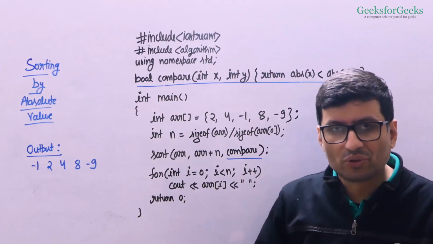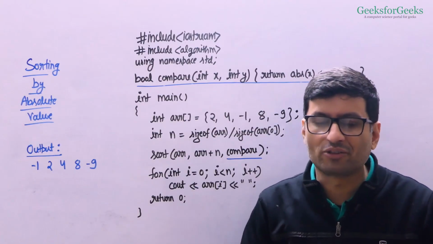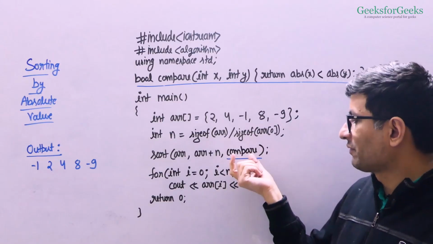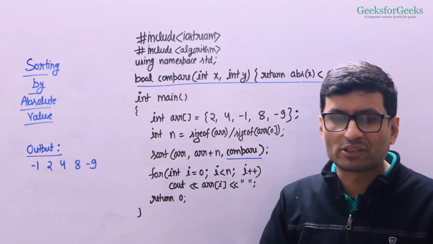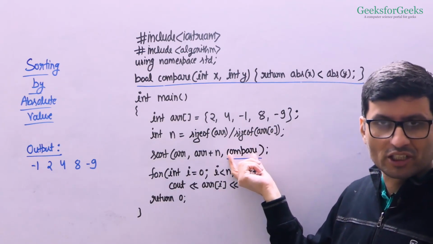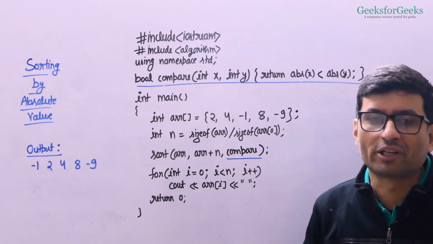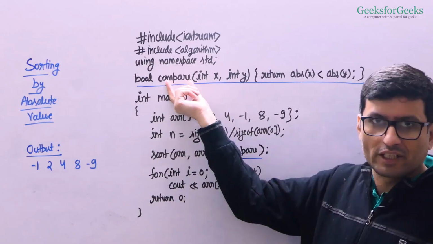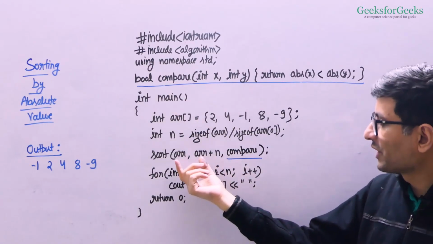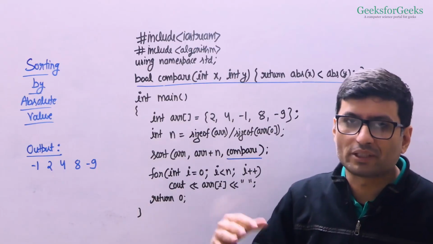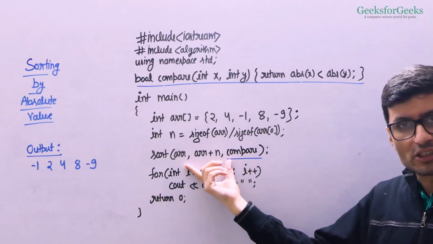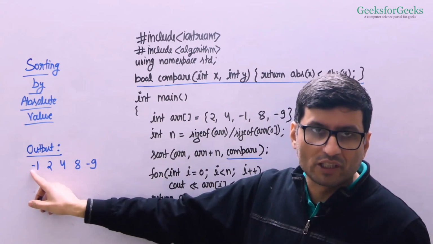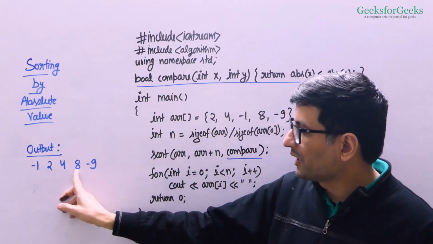So the point is, you did not have to write your own sort function if you wanted to sort according to absolute value. You just provided the functionality of comparison of two elements of the array, and this sort function uses this functionality to sort the array for you. That's the whole point of function pointers. So we provided the pointer to this compare function, the address of this compare function, and the sort function is internally going to use it to compare the elements. Now, once this sort function has sorted the array, we are getting the elements sorted according to absolute value. -1 comes first, then 2, then 4, then 8, then -9 at the end.